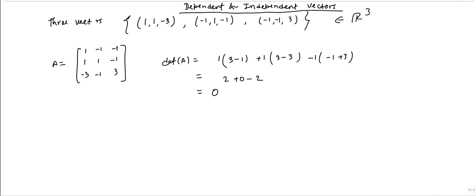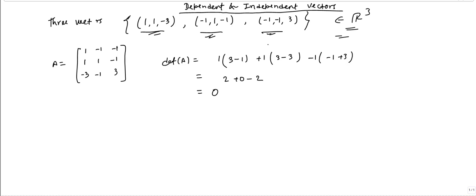Hello guys, in this video we will see vectors, linearly independent and dependent vectors. Suppose we are given three vectors in R3: the first vector is (1, 1, -3), the second vector is (-1, 1, -1), and the third vector is (-1, -1, 3). These are vectors from the vector space R3 over R. Now we will check whether these three vectors are linearly dependent or independent.